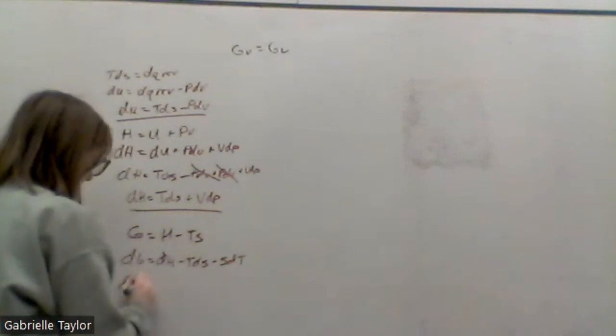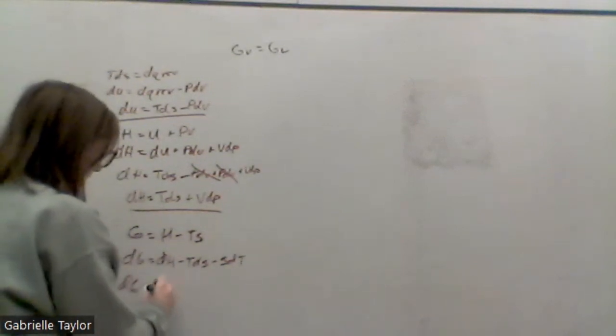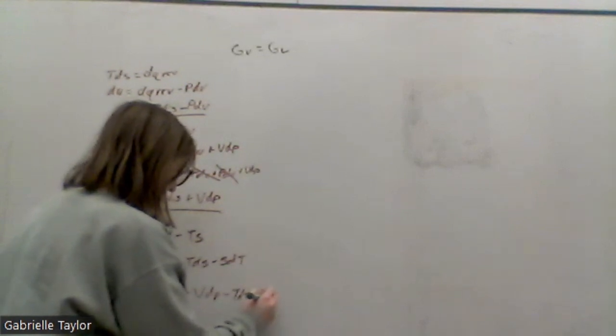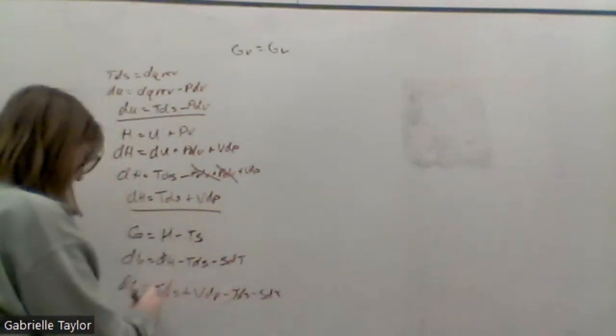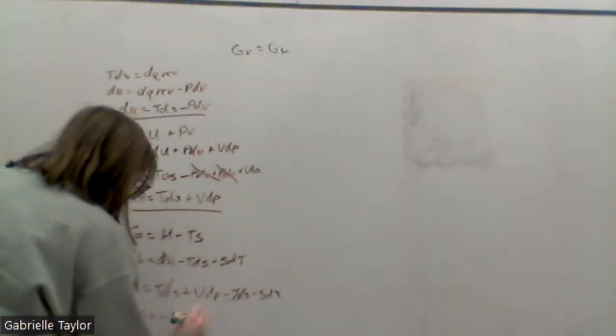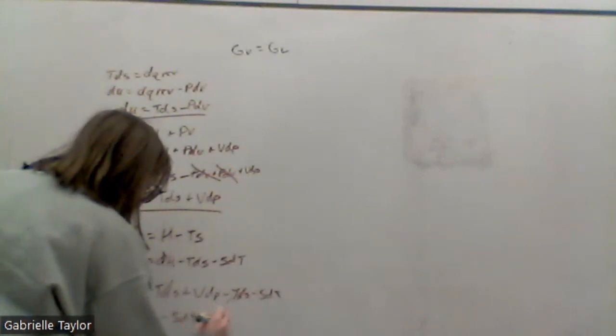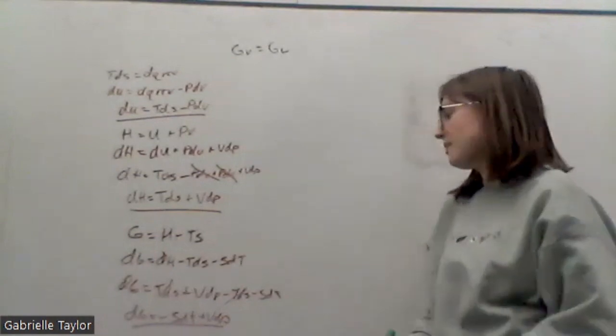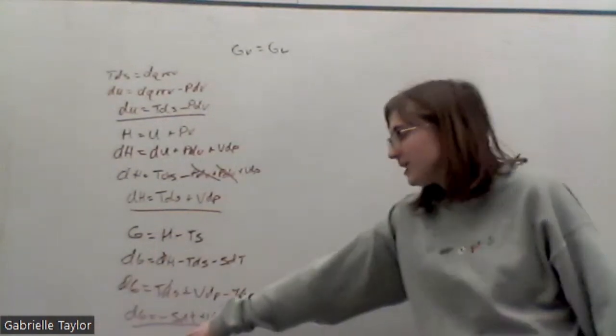Then we get the differential amount of change in our Gibbs energy equals TdS plus VdP minus TdS minus SdT. So this one cancels out, this one cancels out. So finally, we get dG equals negative SdT plus VdP. Okay, so this is going to help us with this. So we know that our differential amount of change in our Gibbs free energy equals this.